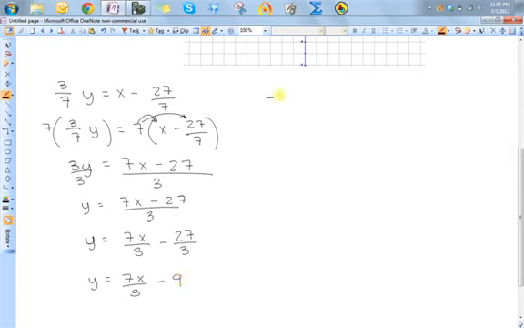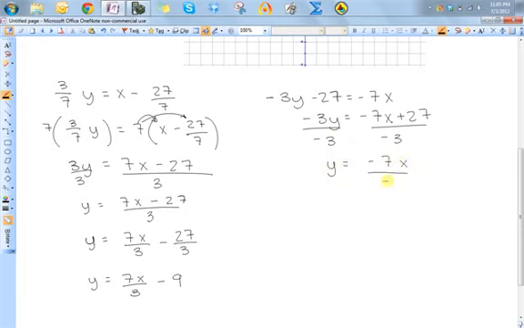Now the next one was negative 3y minus 27 equals negative 7x. I'm going to first start by adding 27 to both sides, so I'll have negative 3y is equal to negative 7x plus 27. Then I want to divide both sides by negative 3. Y is equal to negative 7x over negative 3 plus 27 over negative 3. So y is equal to positive 7x over 3 minus 9. This was positive because it had a negative divided by a negative.